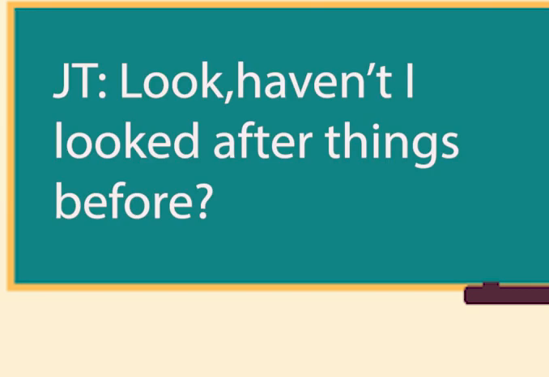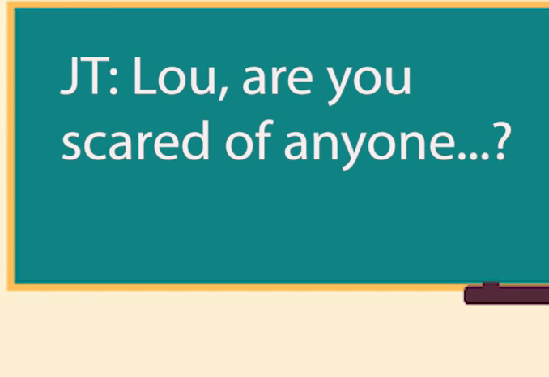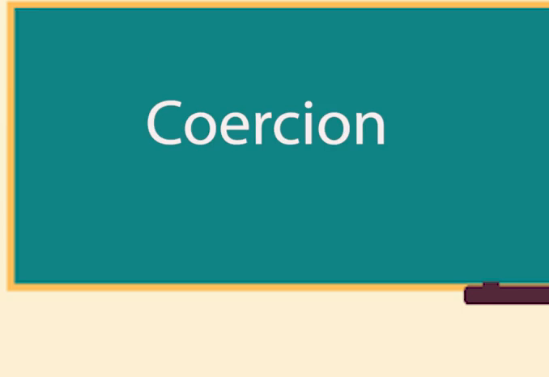He says, "Look, haven't I looked after things before?" And, "Lou, are you scared of anyone?" John Tate uses coercion to maintain control. Anyone prepared to challenge him is quickly put down, as is demonstrated by how he deals with Richard. But behind John's bravado is a more timid character.